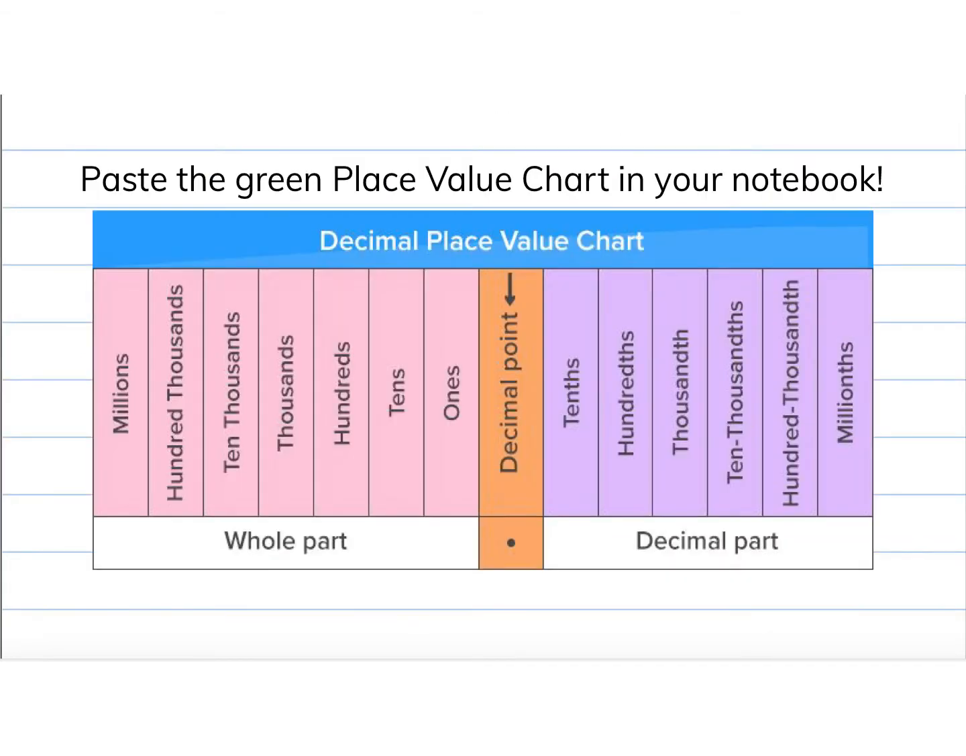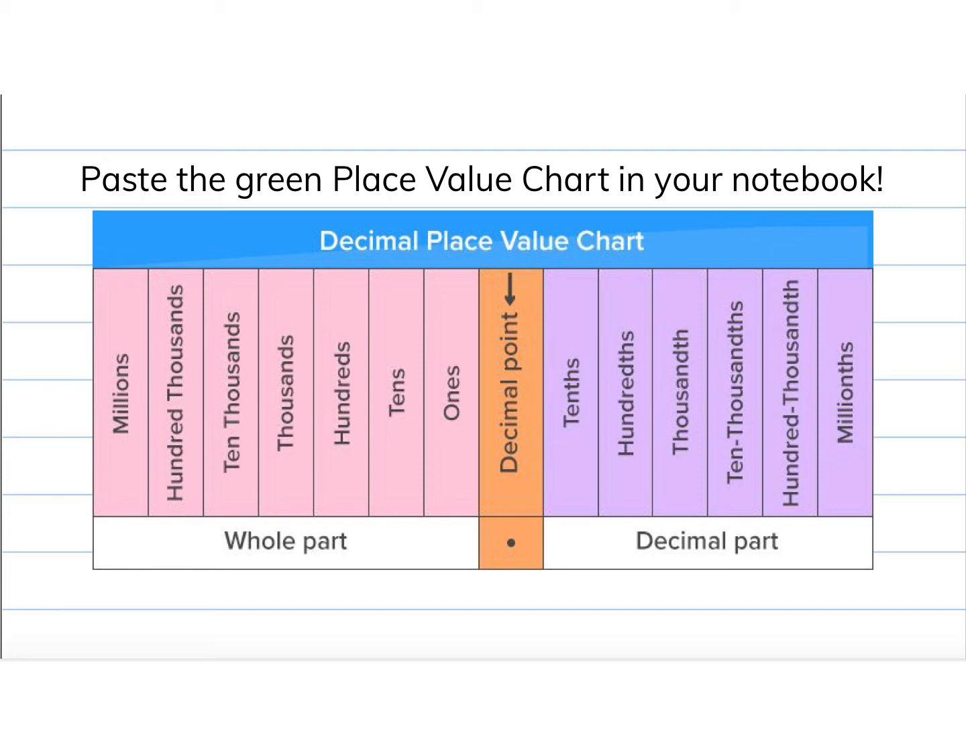This is the green place value chart that you maybe got in class today. If you did not get it in class today, just leave maybe a quarter part of the piece of paper in your notebook for you to tape this chart in, and then you'll be able to use it for the future. If you want to copy this table down, if you didn't get the chart, you can, but you do not have to.